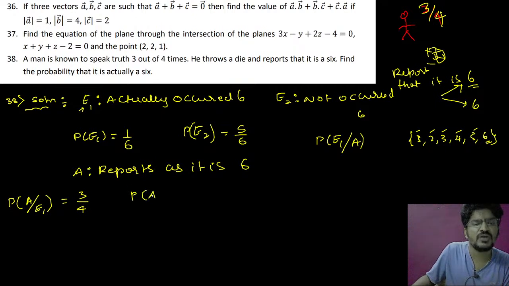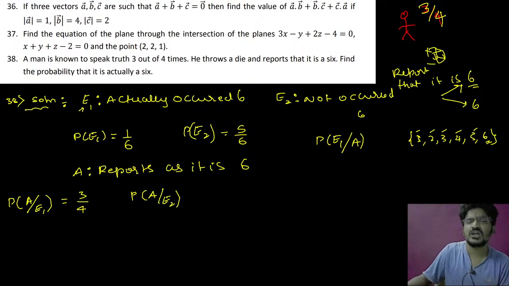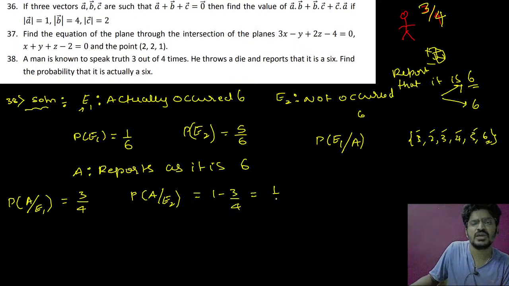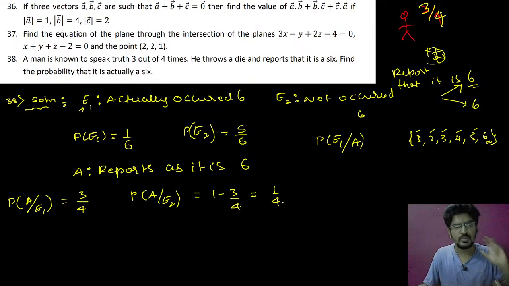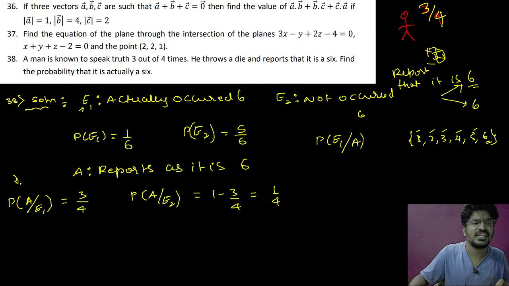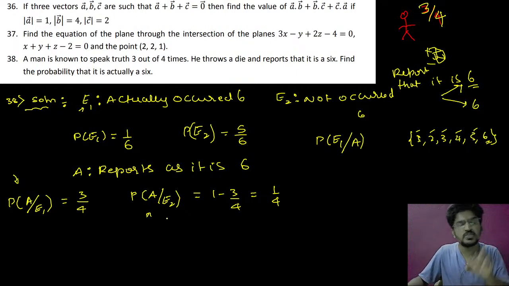And the probability of A given E2, that means it has not occurred 6. See here, already you got 3 by 4. The remaining term is 1 minus 3 by 4, which is equal to 1 by 4. Why? Because probability is in two ways: one is speaking truth, another is not speaking truth. Here you have calculated speaking truth, here not speaking truth. Speaking truth is 3 by 4, not speaking truth is 1 minus 3 by 4, so that will be 1 by 4.